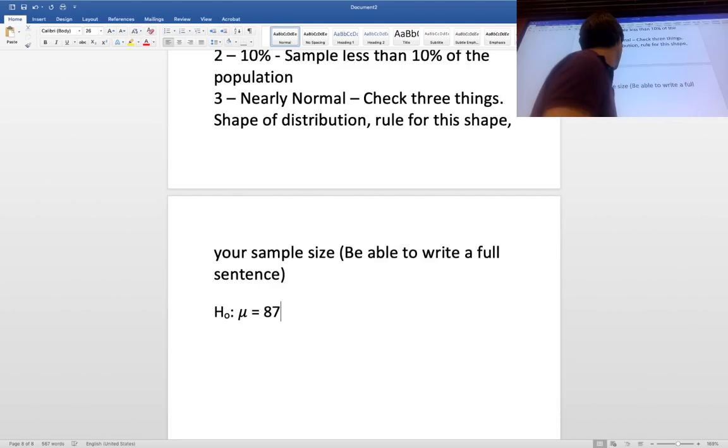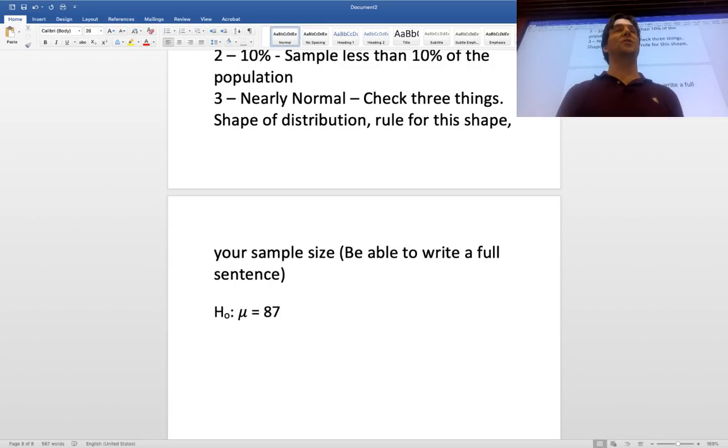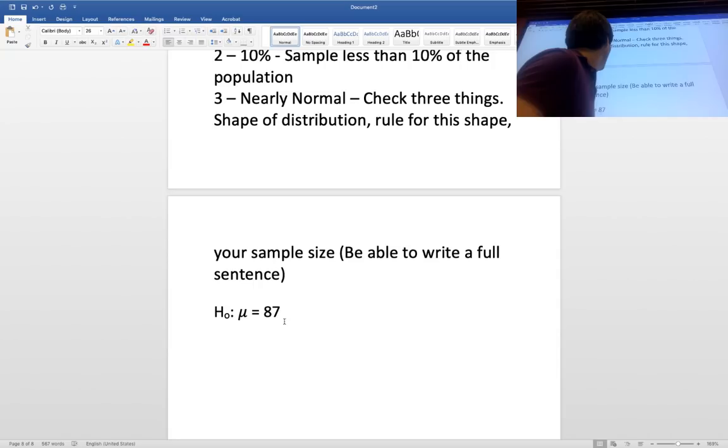We have stated that the true mean score for Stat 1 students, or the true mean score on exam 3, because this is for all students, is 87. Does that make sense? Now, what do we have for an alternative? What is our alternative?